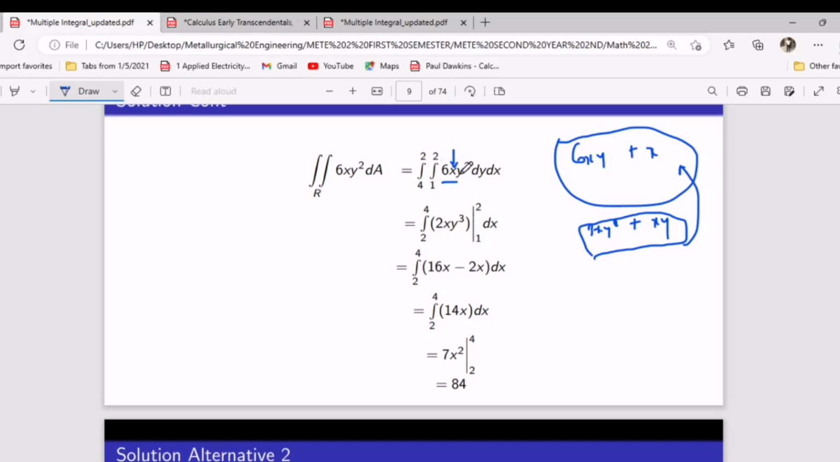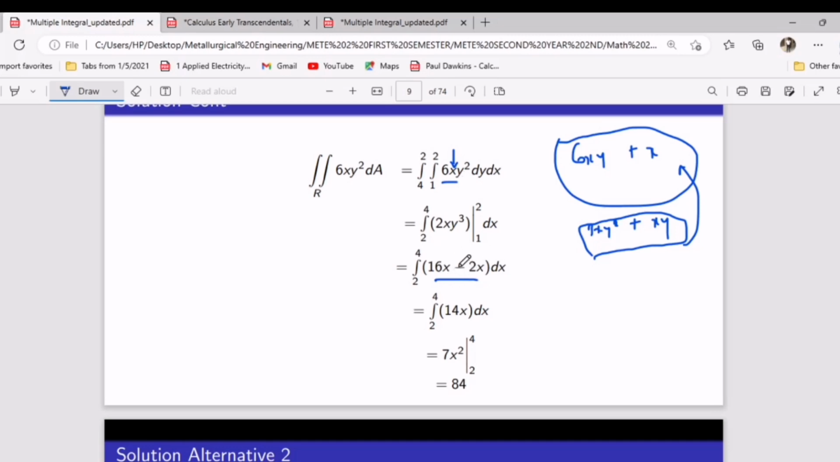So after you've done the partial integral, you get 2xy cubed. And in this case, you're going to put the intervals inside given by the y. So you put 2 inside, then minus the 1. And this is what you get. You're going to get 16x minus 2x. And then you do your integral with respect to x. And I told you that after you've done it with respect to y, at the end, you should get all the answer in x. Then you do the partial derivative.